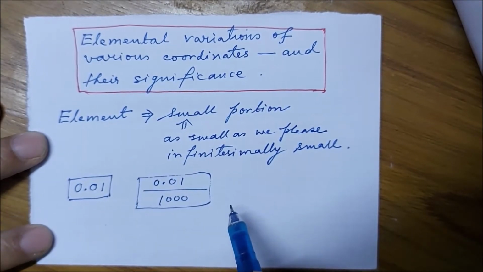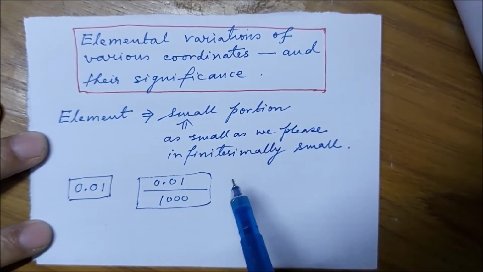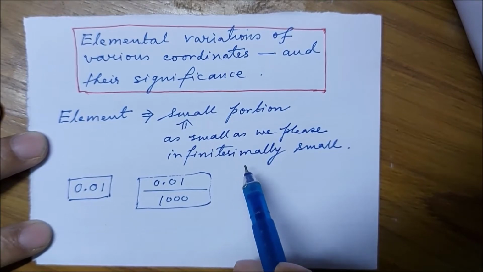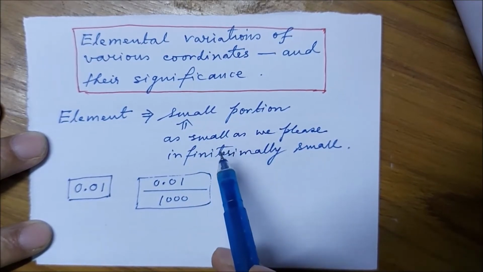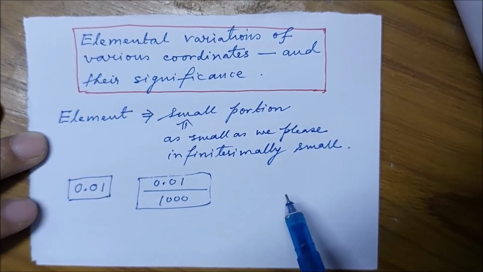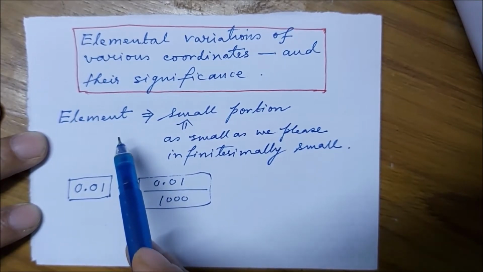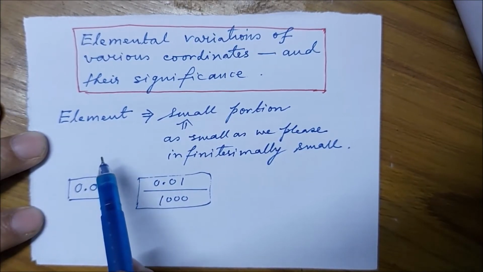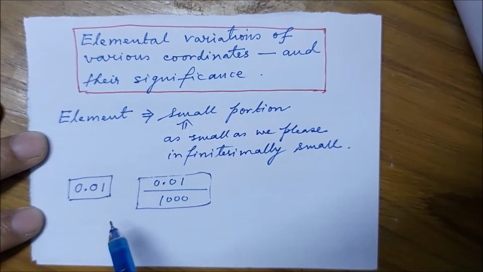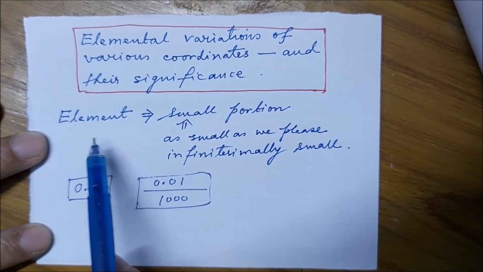But one thing has to be kept in mind. You can make the portion as small as you please, but you cannot make it 0, because if it is 0, then the thing is not there, and therefore the entire idea is lost at once. So in a nutshell, the element should be there, so it is not equal to 0, but it is as close as possible to 0. So this is a limiting idea, and this is what we mean by an element.